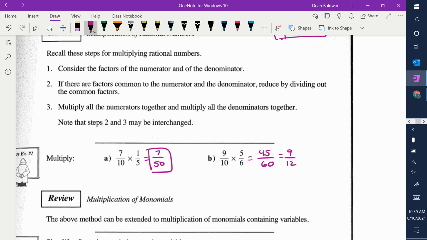12 times. Can you go lower than that? What goes into 9 and 12? 3, so it becomes 3 over 4. Okay, so you should always reduce the fractions. Now, that's how we would do it if we're dealing with numbers. But you can also think of it this way.